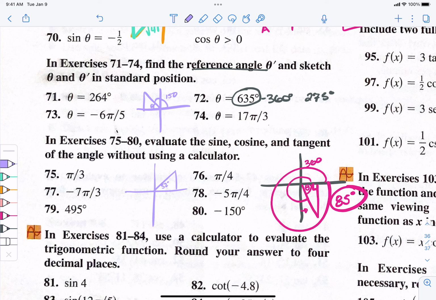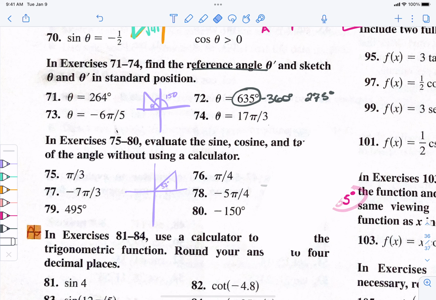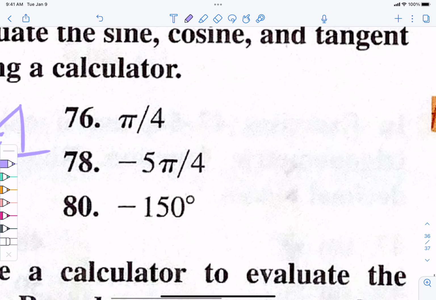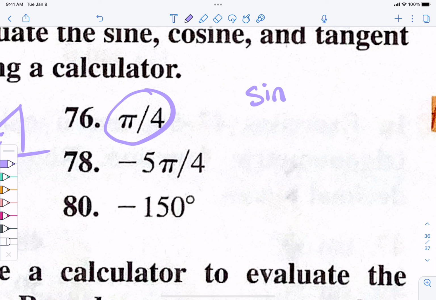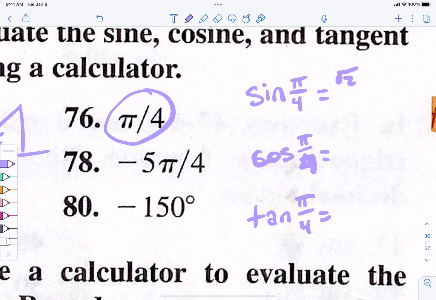Okay, 76. Is that the next one? We don't have to do 80. Just 76. 76 is easy. Evaluate the sine, cosine, and tangent of the angle without using a calculator. Sine, cosine, and tangent of pi over 4. When I say without using a calculator, I say that on the test. It means use your unit circle. And don't give me a decimal, because if you do, it's wrong. Sine of pi over 4 equals square root of 2 over 2, cosine of pi over 4 equals square root of 2 over 2, and tangent of pi over 4 equals 1.